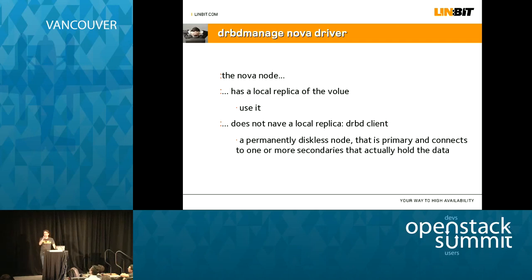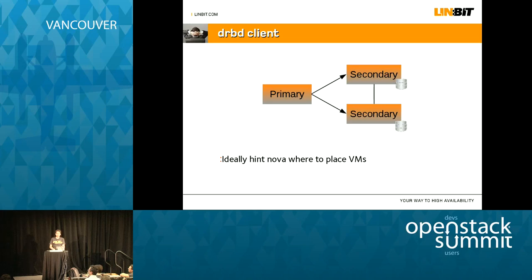In case Nova decides to start the VM on a machine where we do not have a replica, we can use the DRBD protocol itself for accessing the storage. So you do not need to layer iSCSI on top of that. And that has a few little advantages, like when we have 2 nodes with storage, we can go to both to read the data, so read balancing. When writing, we have to write to both, obviously.